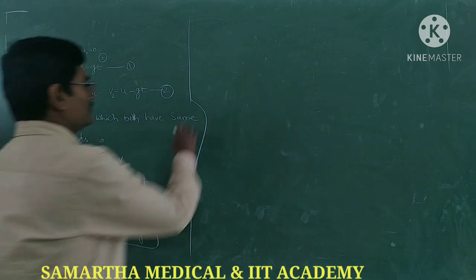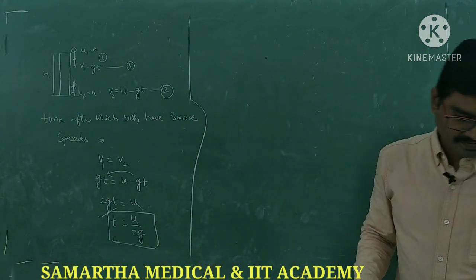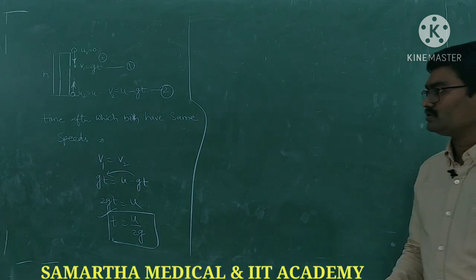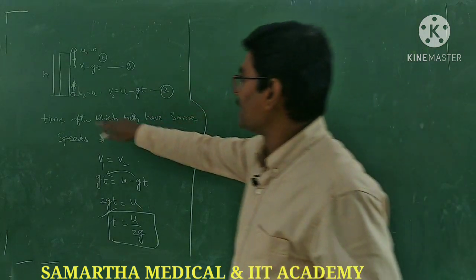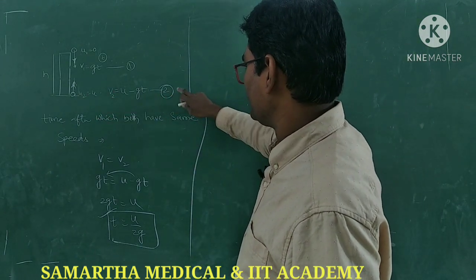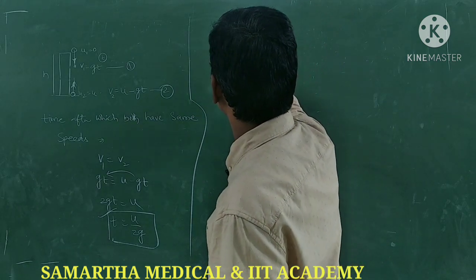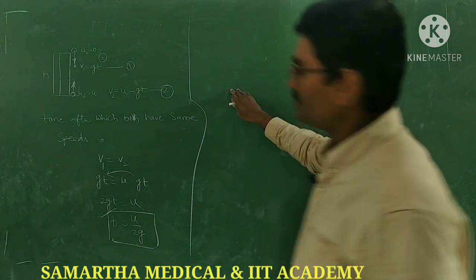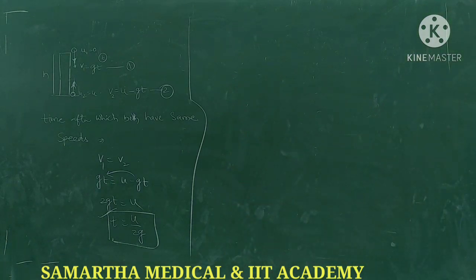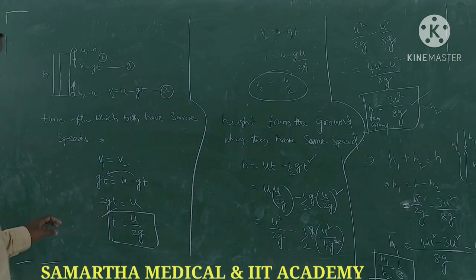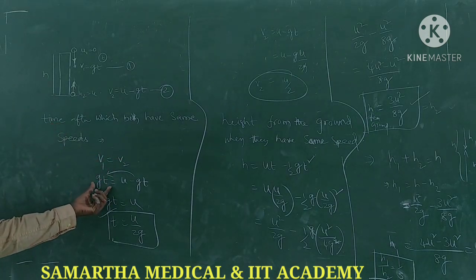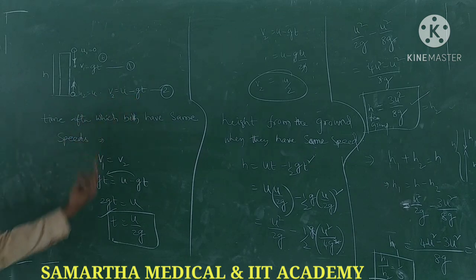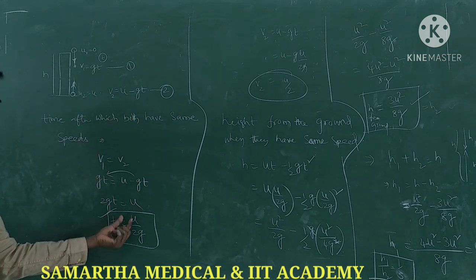Okay, next. The velocity of the body after time t seconds. What is that velocity? See here. You know the time after which both the bodies have the same speeds, so v1 equals v2. v1 for the freely falling body is gt, and this one is u minus gt. Equating, you get t equal to u by 2g.